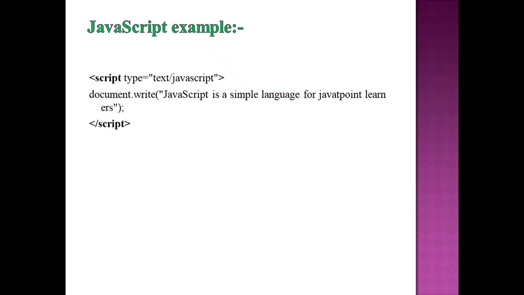This is a simple JavaScript example. In this, the script tag specifies that we are using JavaScript. The text JavaScript is the content type that provides information to the browser about the data. The document.write function is used to display dynamic content through JavaScript.